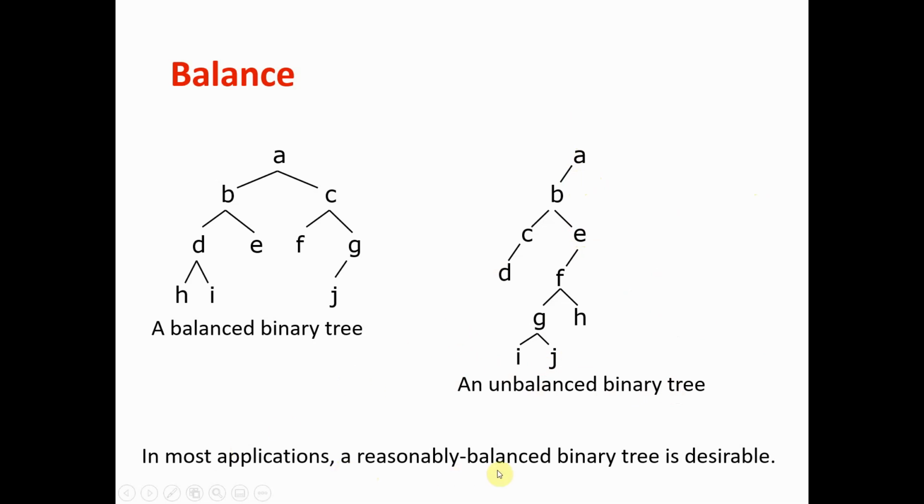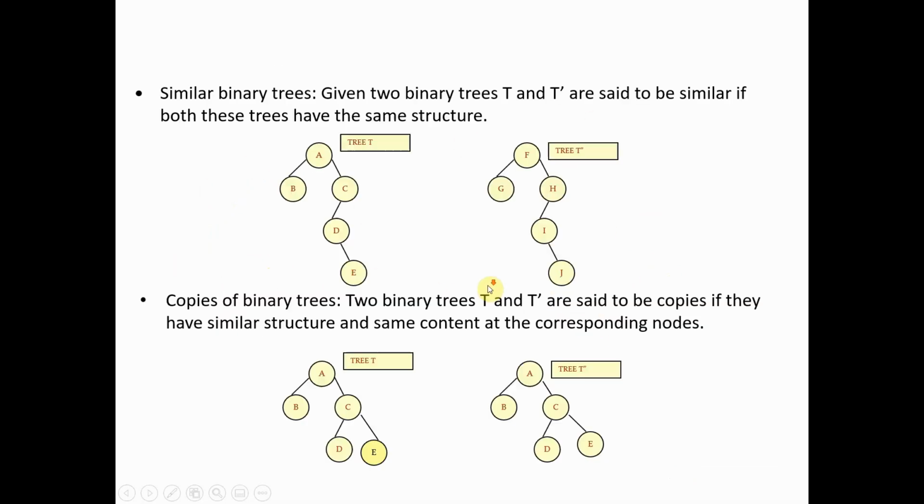In most applications, we want to have a reasonably balanced binary tree, because it means that we can search through the tree, insert elements, or delete elements very efficiently compared to an unbalanced binary tree. We're going to see more about this when we talk about AVL trees and binary search trees.